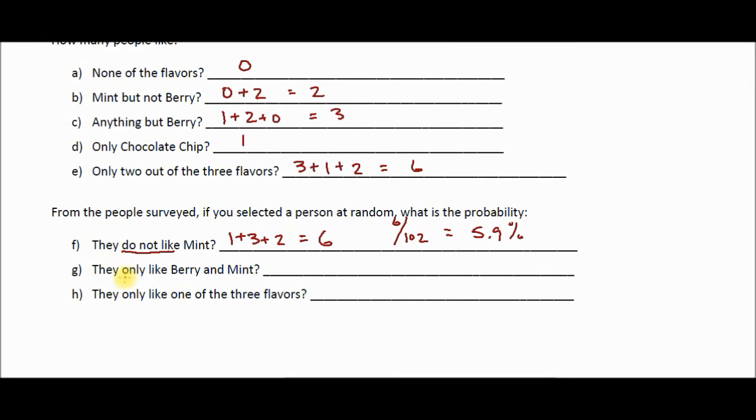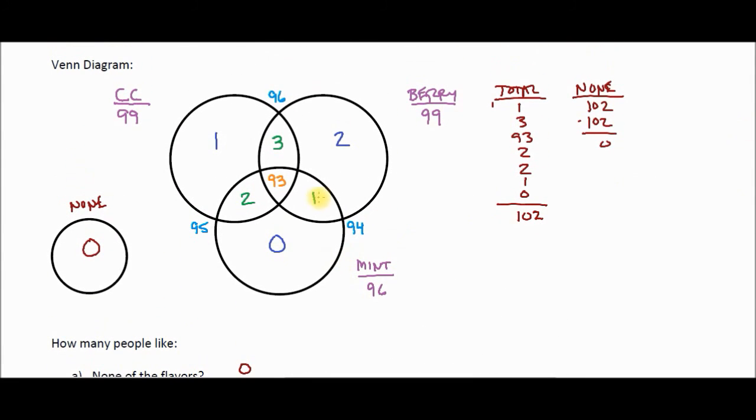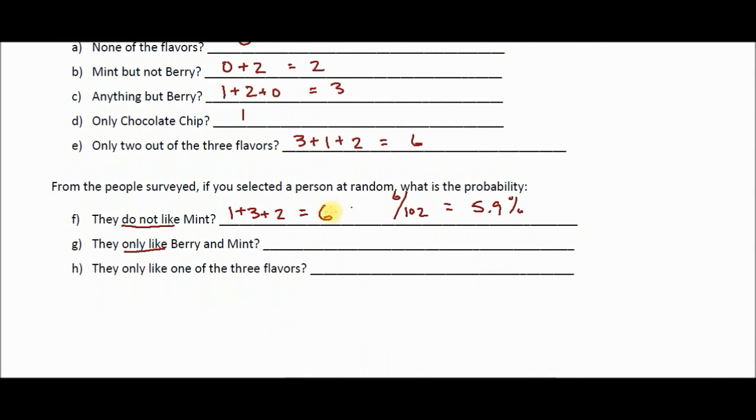How many people only like berry and mint? Only like berry and mint. Now look, class, here's the overlap of berry and mint, but these people like chocolate chip as well. So there's only one person who only likes berry and mint. Only one person. So that just means we got 1. So our probability is 1 out of 102. And that comes out to, if we round it, 0.01 or 1.0%.